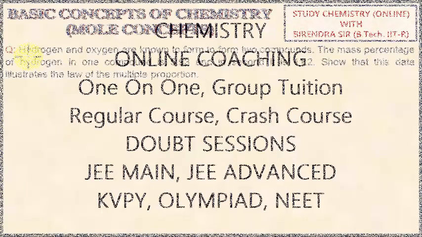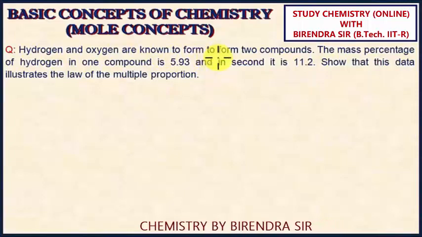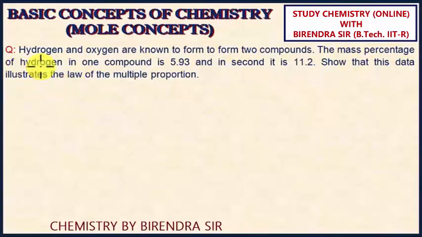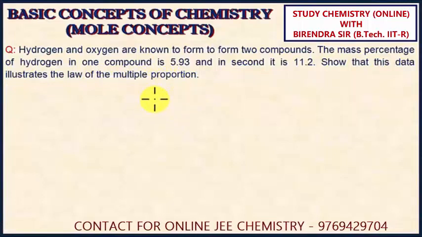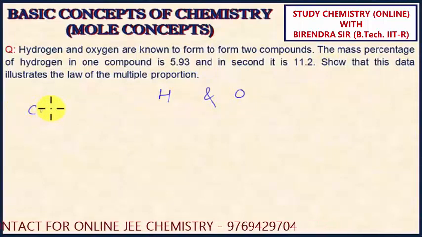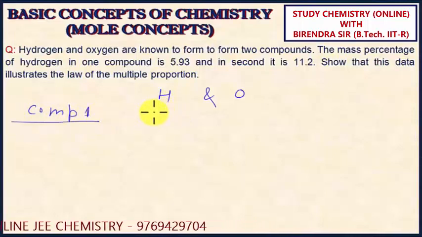Now, to understand this law in a better manner, I will take a question here. Here the question says, hydrogen and oxygen are known to form two compounds. The mass percentage of hydrogen in one compound is 5.93 and in second it is 11.2. Show that this data illustrates the law of multiple proportions. First of all, two elements are H and O.